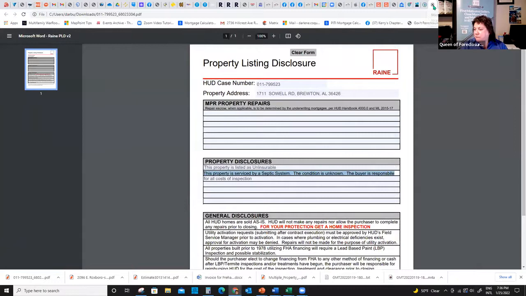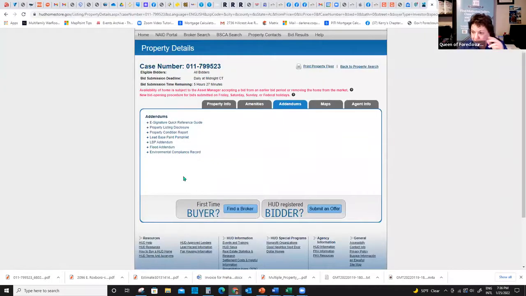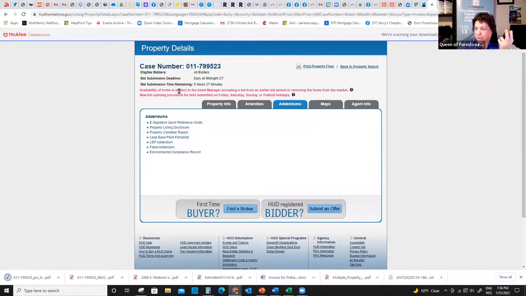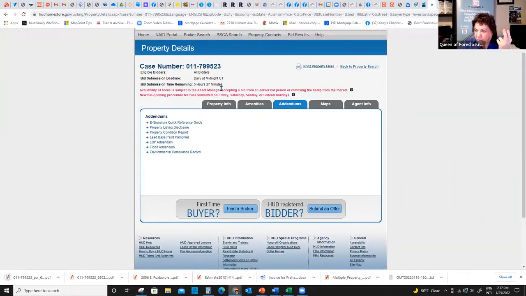I love this part of the business, just like my favorite, besides going to the steps. Property condition report. That was the property listing disclosure. Here's the property condition report. And again, what I'm showing you, you see where I went. I clicked on that case number. It took me to this property info. Then you just go to these different tabs. So I'm under the addendum tab, and I just did the property condition report.